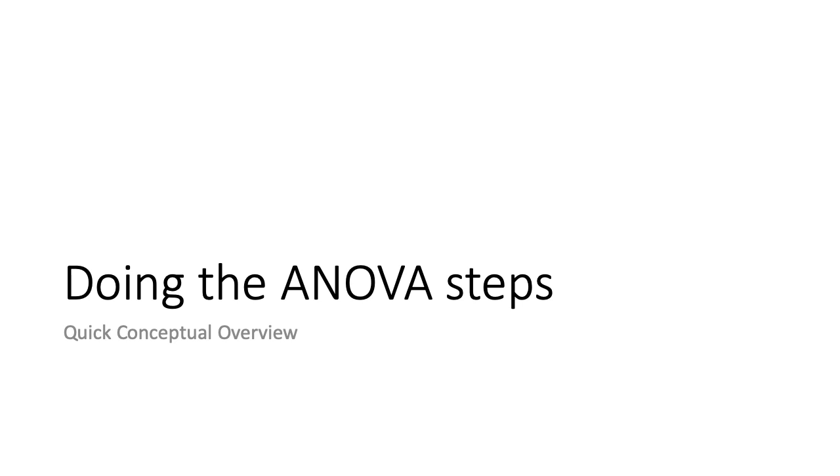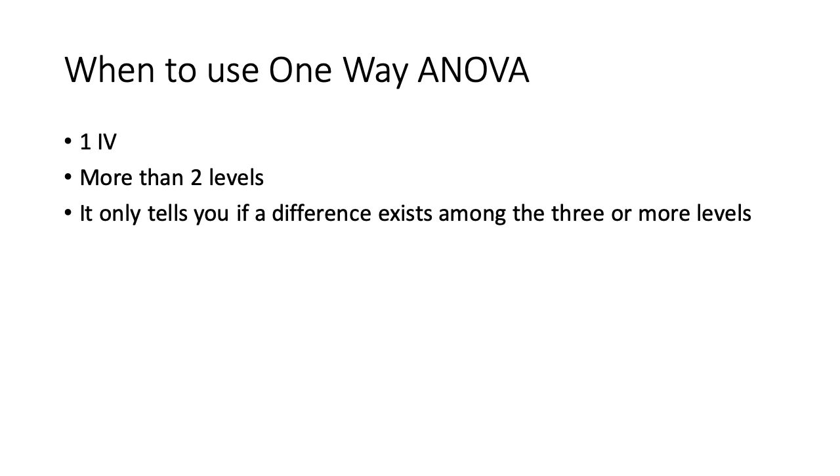So how do we do the ANOVA? What are the steps? When do we use the one-way ANOVA? It's very simple. We have one independent variable with more than two levels.